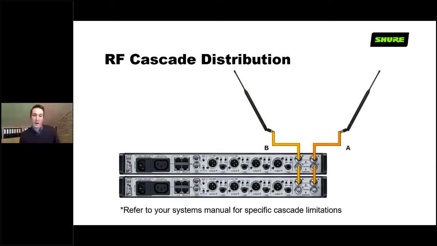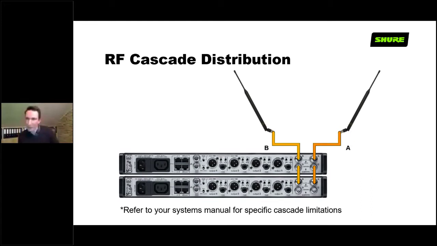A cascade output is in essence either passively or actively, depending on the model type, an exact replica of the RF signal that's being presented at the entry of that unit. So if it's there, you can use that to connect to an additional unit, but please refer to your system's manual for limitations. Because as good as we try to make it an exact replica of the RF signal, there is some signal degradation in there potentially. So there are limitations to just how many cascade hops you can make.